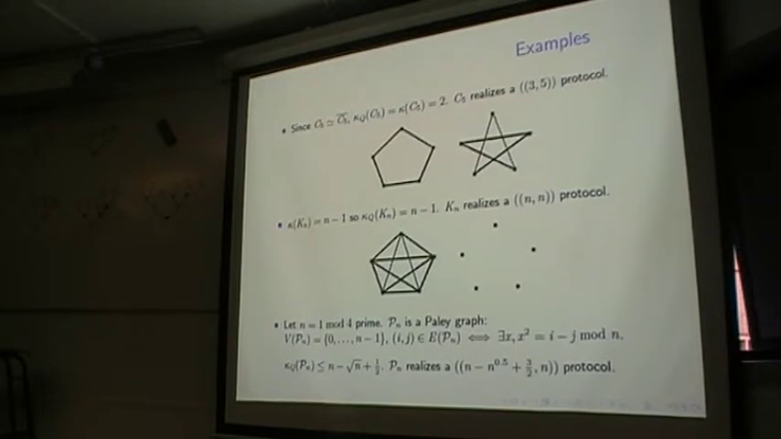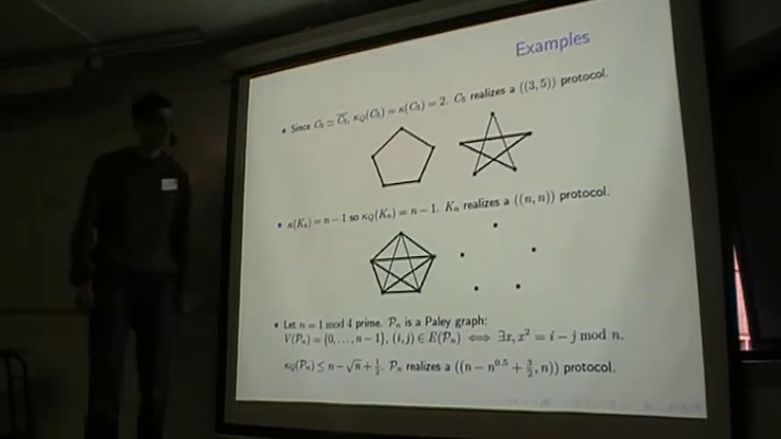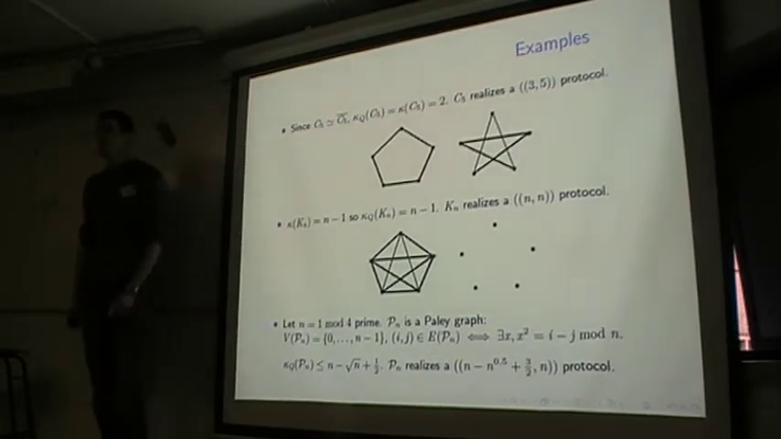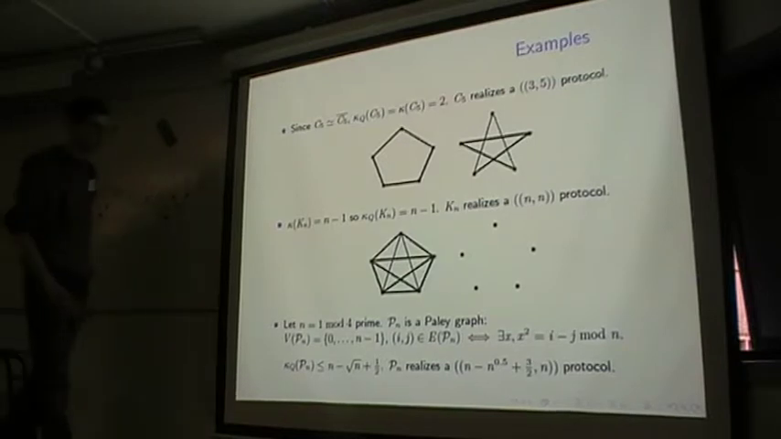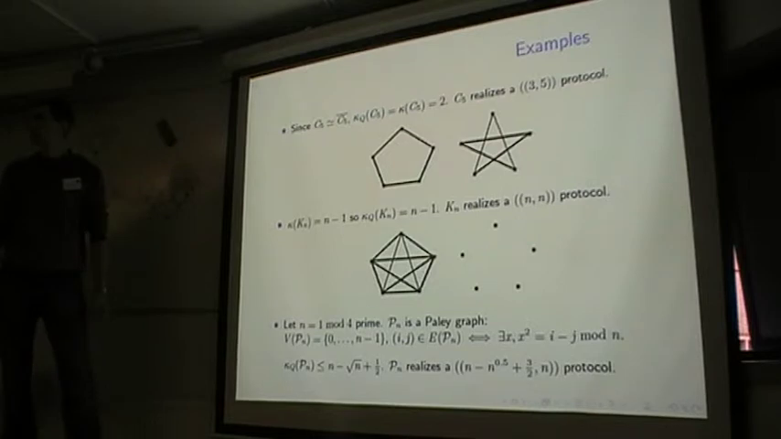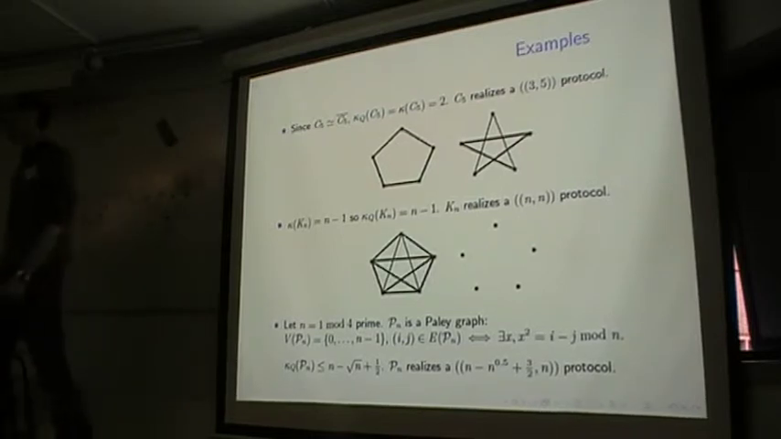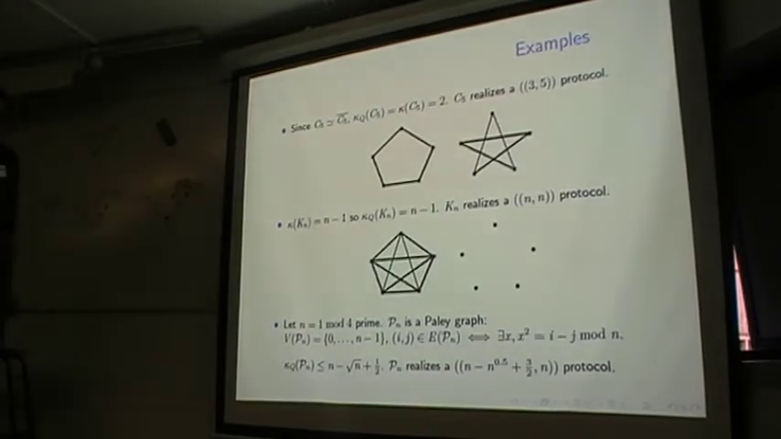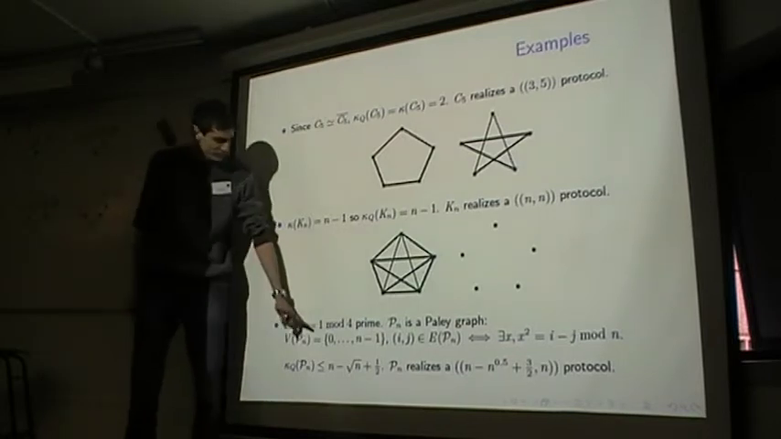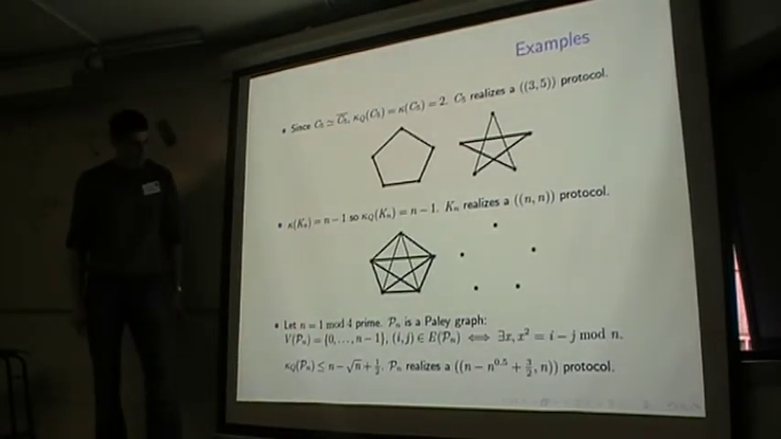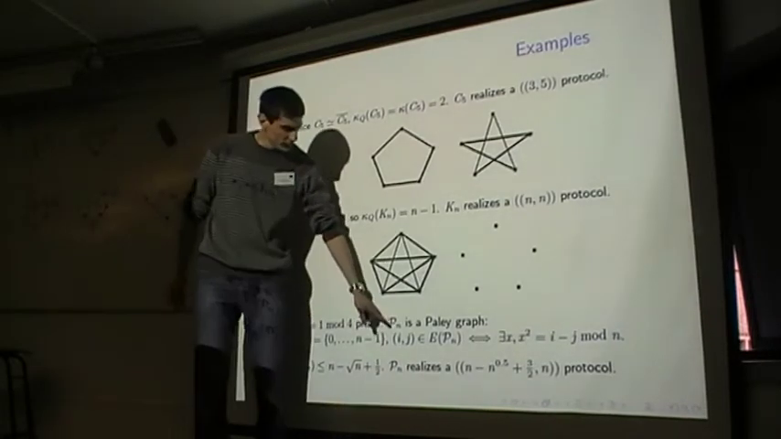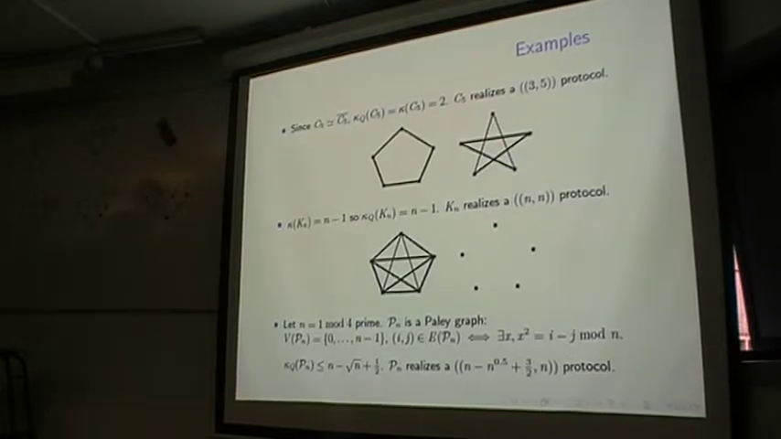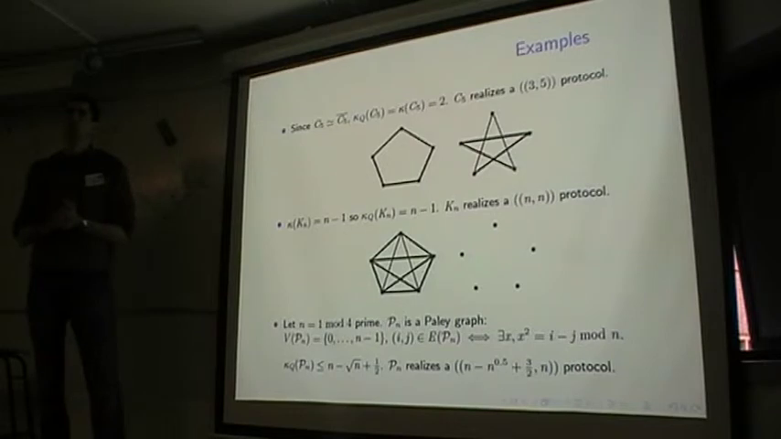Now let's have a look at another kind of graphs, which are called the Paley graphs. So what is a Paley graph? Take a prime number n which is equal to 1 modulo 4. There are plenty of such prime numbers, for instance 5, 13, 29. You consider the corresponding graph state. The vertices of the graph are the integers between 0 and n minus 1, and you put an edge between two vertices i and j if i minus j is a square.